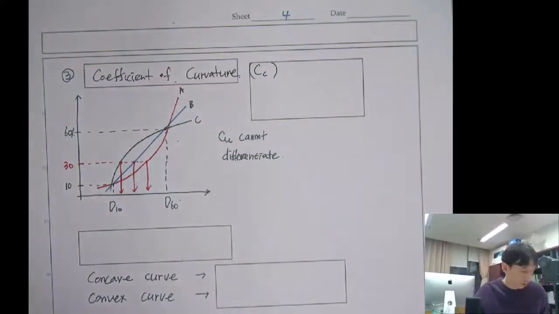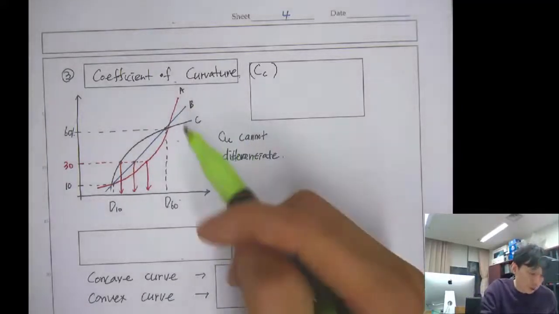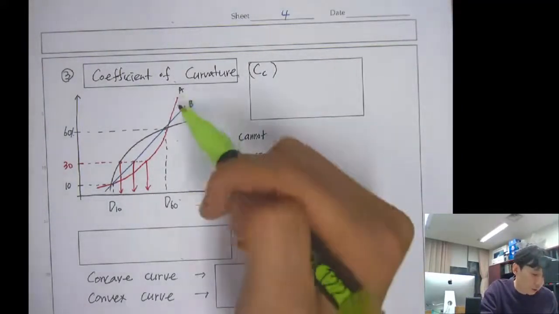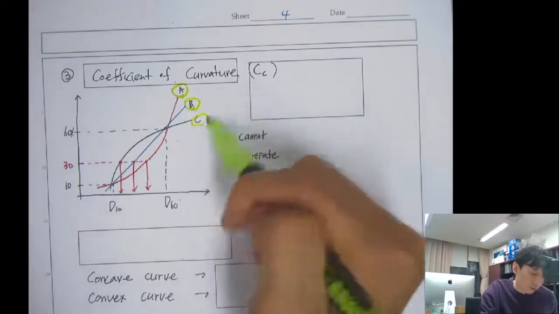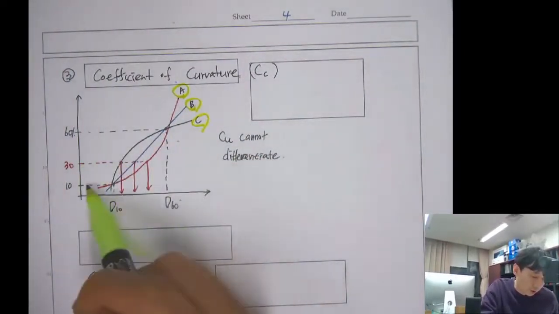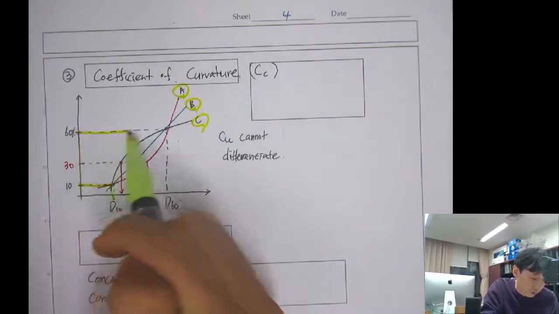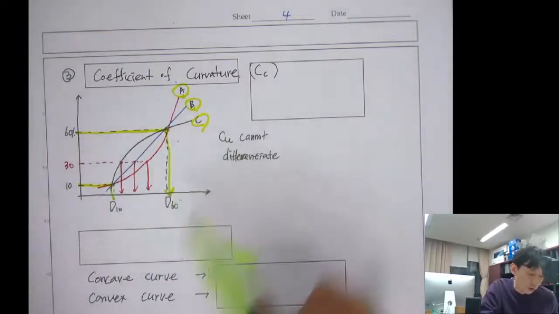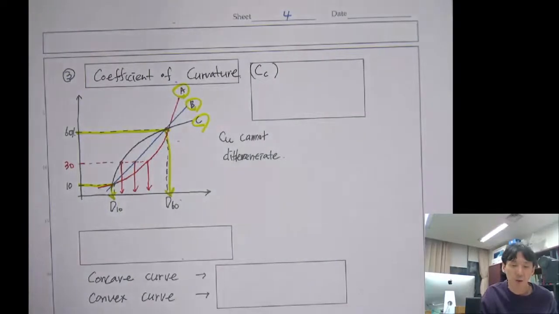So when you look at these 3 types of curve and 3 types of soil, A, B, and C, they have the same D60 and D10. So only using Cu, the coefficient of uniformity, is not sufficient to characterize the grain size distribution.